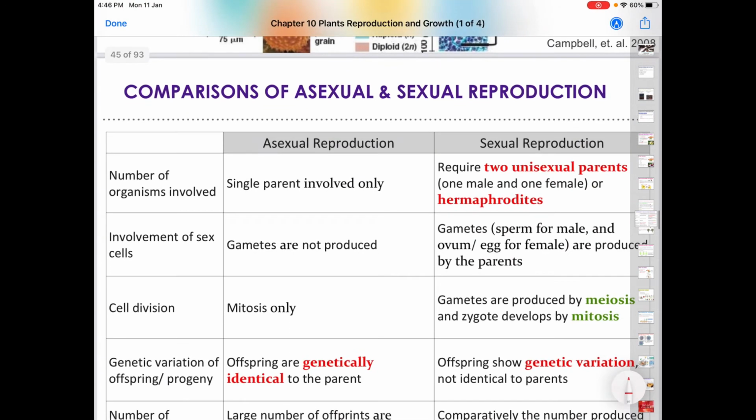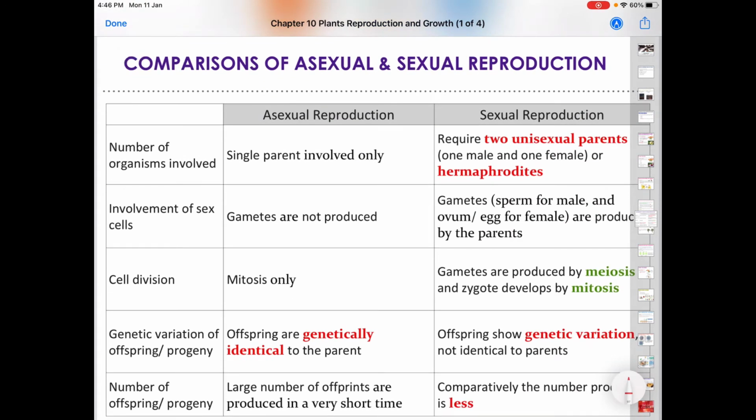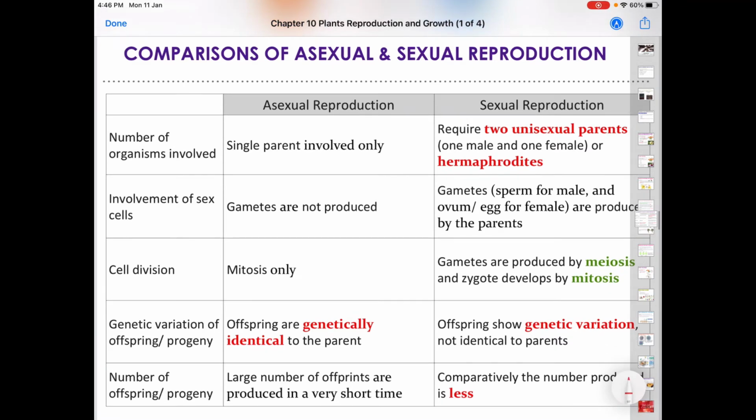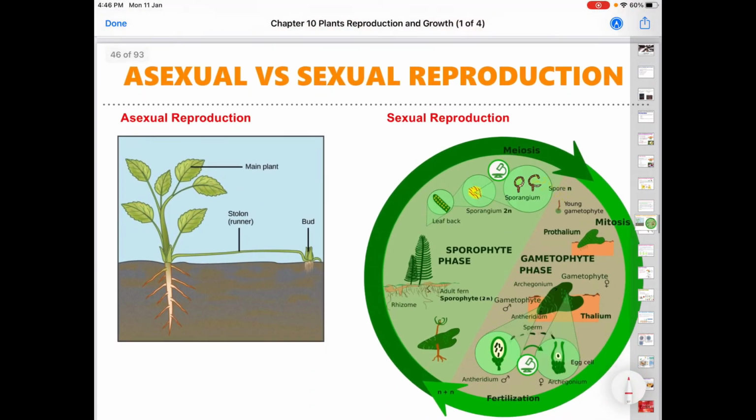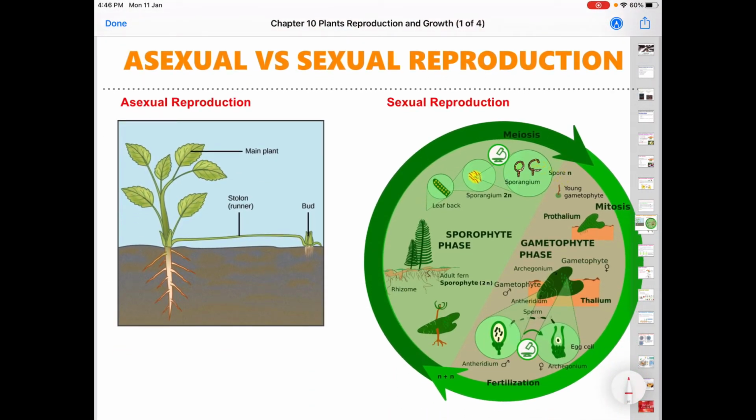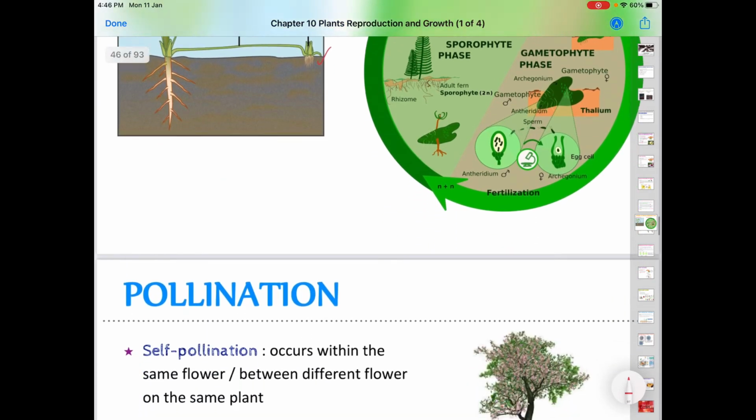Okay, now we go into the comparison of asexual and sexual reproduction. What you have to remember here are the number of organisms involved, the involvement of sex cells, the cell division, the genetic variation, and the number of offspring or progeny. These are examples of asexual reproduction by vegetative propagation. And for sexual reproduction, as we learned previously, it happens in animals as well and also in plants.